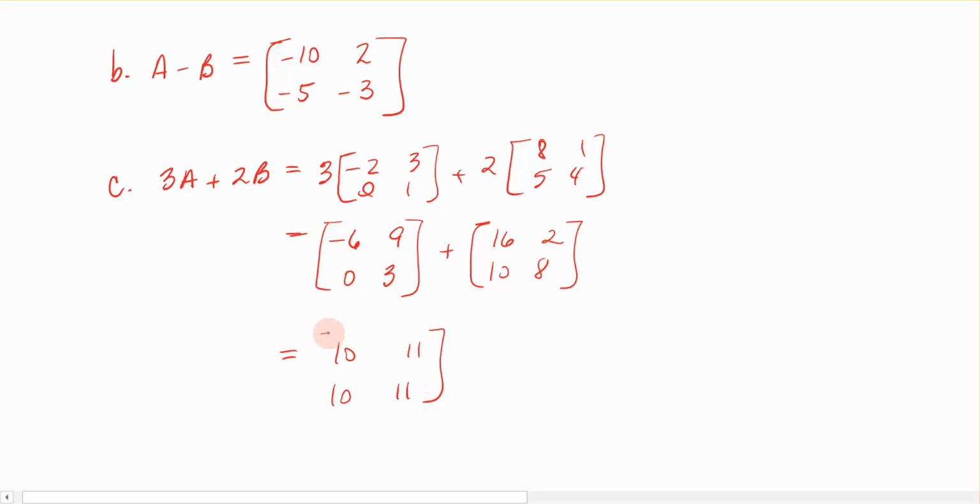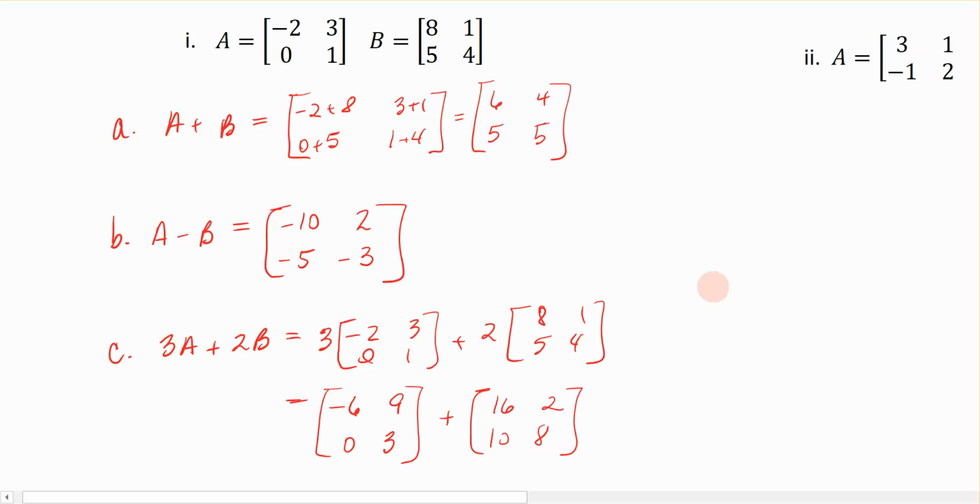Okay, so hopefully you followed that mistake I made, but when I added 3A plus 2B, I ended up with this new matrix 10, 11, 10, 11. And that's how we can perform operations on our matrices. And this was doing it on a 2 by 2 matrix for A and a 2 by 2 matrix for B.